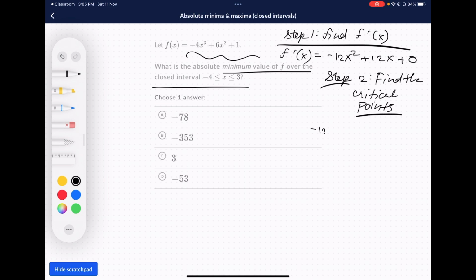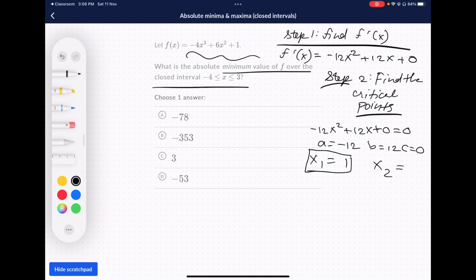So you can do this by setting the equation above equal to 0. Make sure that you input a is equal to negative 12, b is equal to positive 12, and c is equal to 0, because we don't have a value for c, so it's automatically 0. And now you should get the first critical point, x1, is equal to 1 and the second critical point, or x2, is equal to 0.